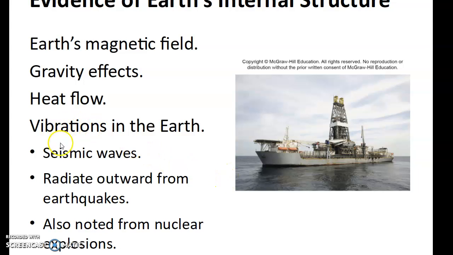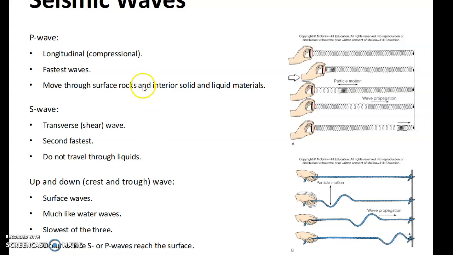Okay. Also, we have the information from when we have exploded nuclear explosions about how they are transmitted through the crust of the Earth as well. So seismic waves consist of two different types. You have your P wave and you have your S wave. These are longitudinal compression ones. This is a type of compression going in and out like that.